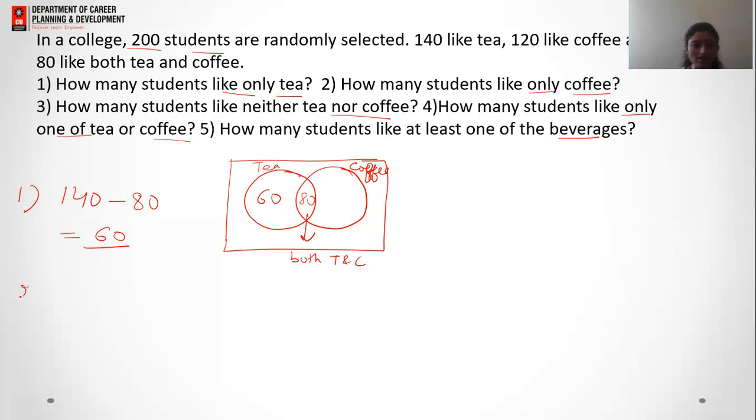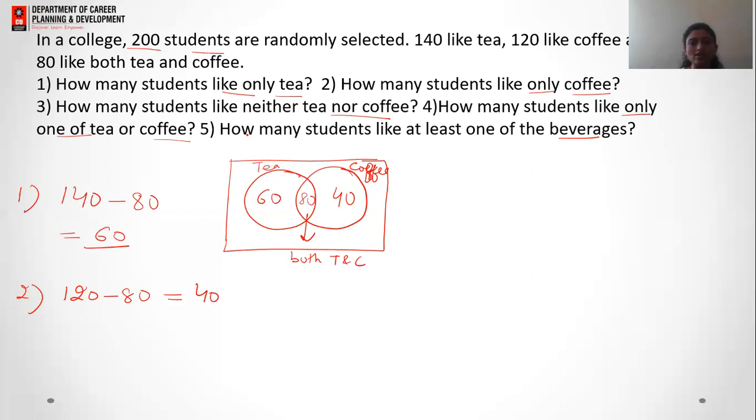The second part is how many students like only coffee? It means 120 students like coffee. So if we separate this common part, the students who like both tea and coffee, we are left with the number of students who like only coffee. And there are 40 students who like only coffee.